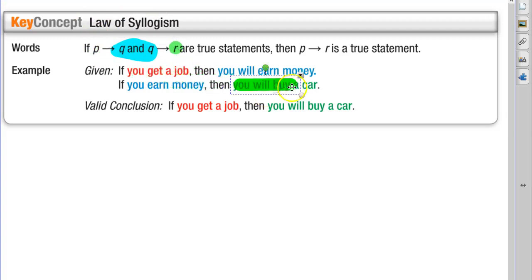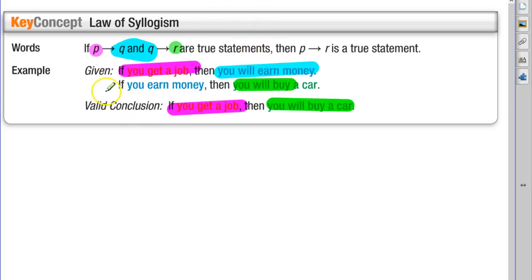Okay. You're better than this. So there's green. And we'll do, I don't know, red or whatever I can get closest to a red. This color here. This will be our P. So if you get a job, oh, that kind of covers it up there. If you get a job, you will buy a car. And then again, this guy here, this overlaps.